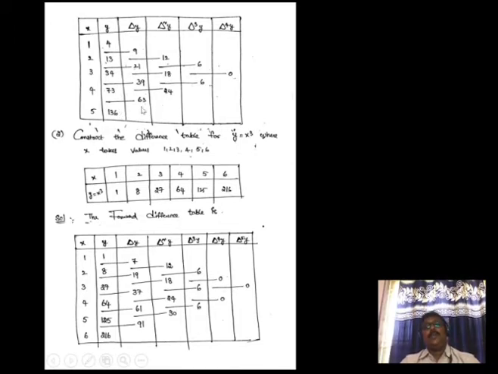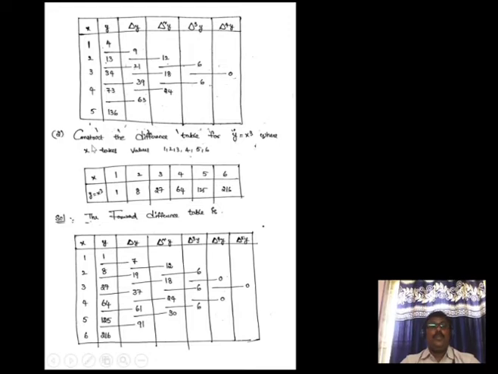Next, the difference of the first difference is the second difference. That means 21 minus 9 is 12, 39 minus 21 is 18, 63 minus 39 is 24. The difference of the second difference is the third difference. That means 18 minus 12 is 6, 24 minus 18 is 6. Next, the difference of the third difference is the fourth difference. That is 6 minus 6, which is equal to 0. So this is the forward difference table for the given set of tabulated values.